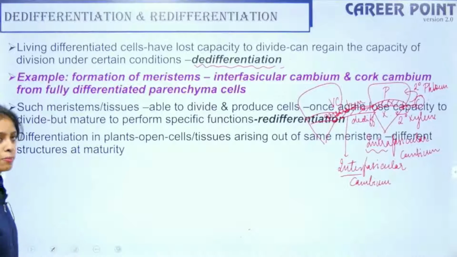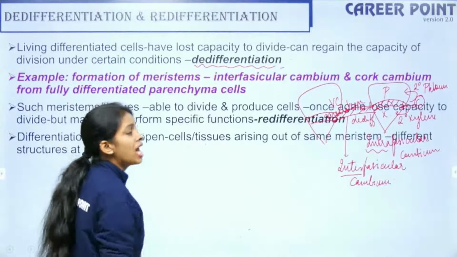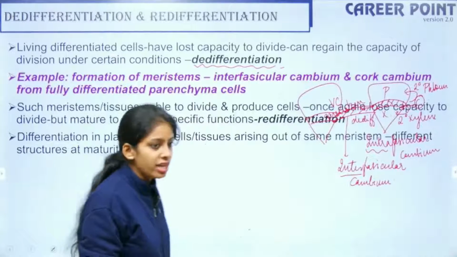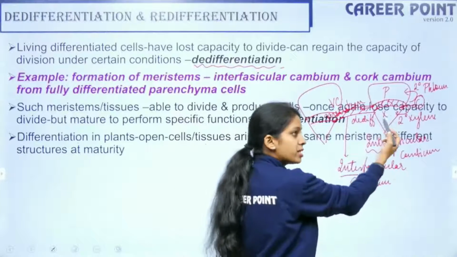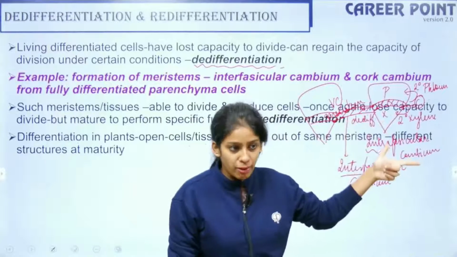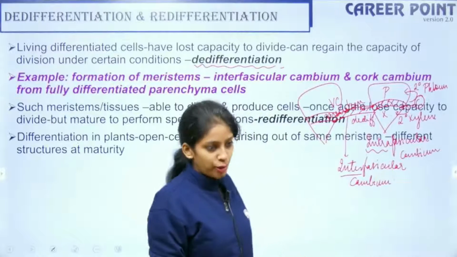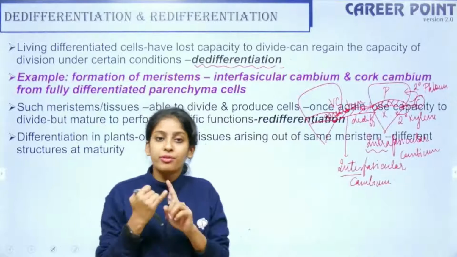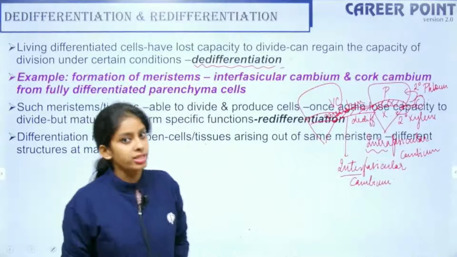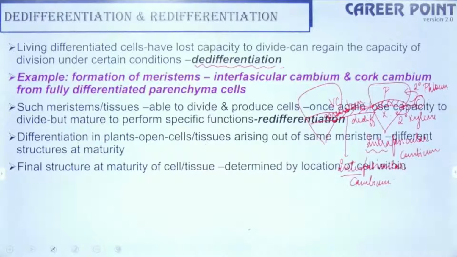Redifferentiation. So differentiation in plants happens in cells or tissues arising out of the same meristem but producing different structures at maturity. Yes, so they arise from the same cambium cell but produce different structures at maturity. Your vascular cambium, your cork cambium, they produce different structures at maturity, right? So thus in all plants, differentiation, dedifferentiation and redifferentiation are absolutely important, okay. Yes, is this clear? So the final structure at maturity of the cells or tissue is determined by the location of the cells. So where exactly the cells are present.